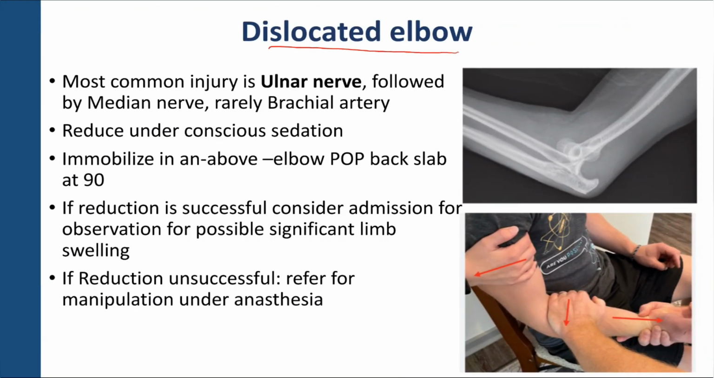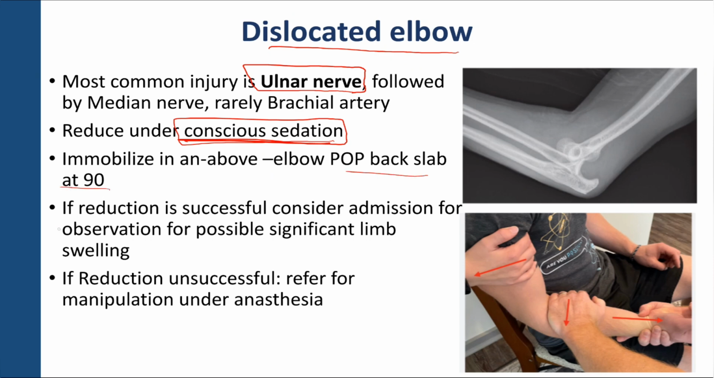Dislocated elbow. The dislocated elbow can happen. It is not very common, but the most common injury, if it happens, is ulnar nerve injury. You have to reduce under conscious sedation. Give a very good painkiller, for example, a very good sedation like ketamine. Immobilize the arm in an above elbow POP back slab after that.